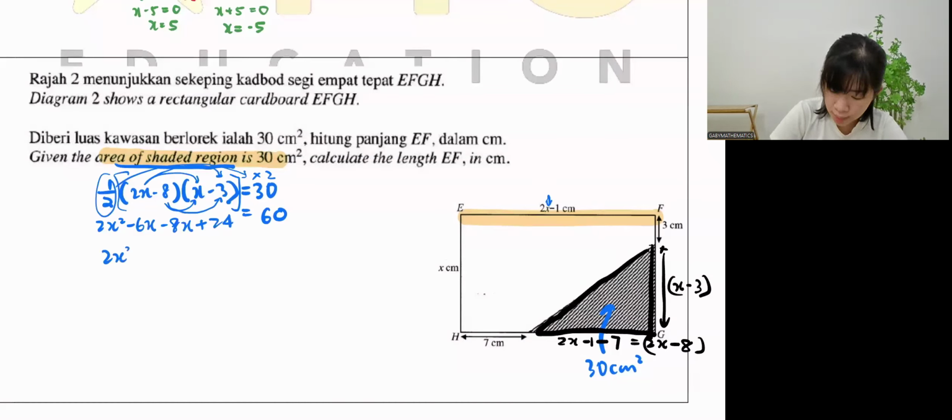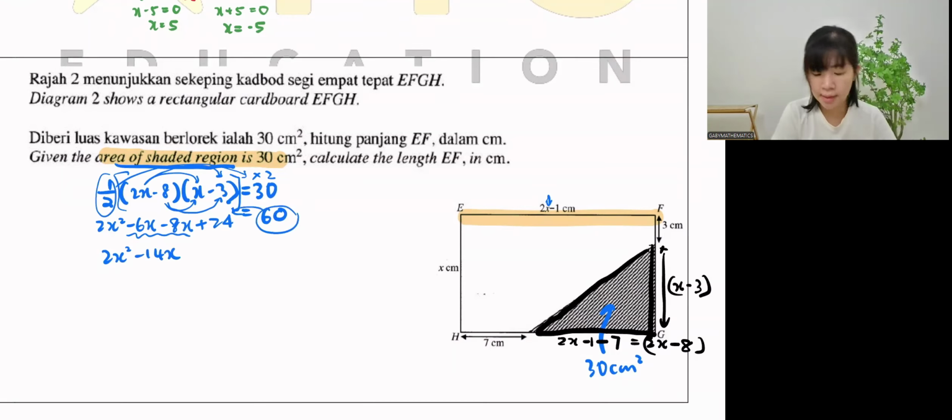Okay, 2x squared. Here, negative 6x minus 8x, which is negative 14x. Okay, can bring this 60 over, become minus. Okay, take out your calculator. 24 minus 60, negative 36, equal 0.